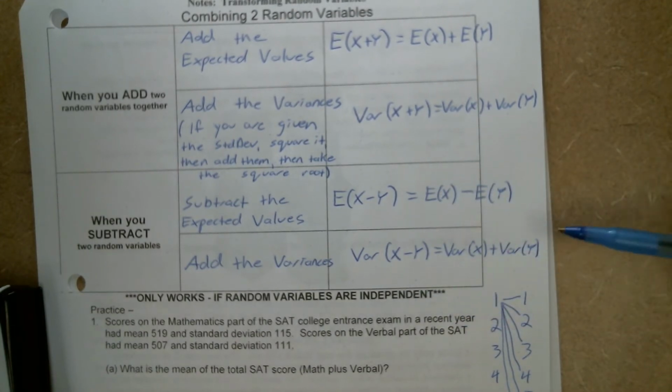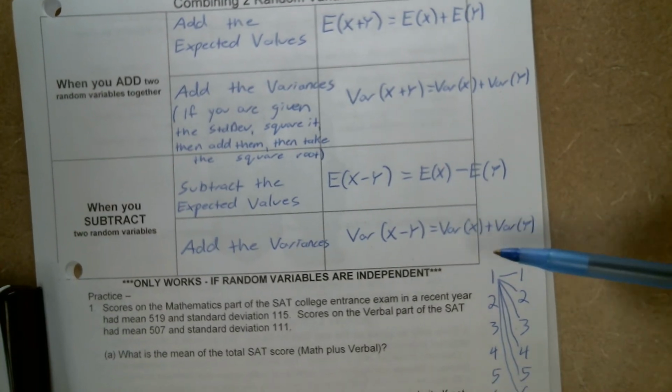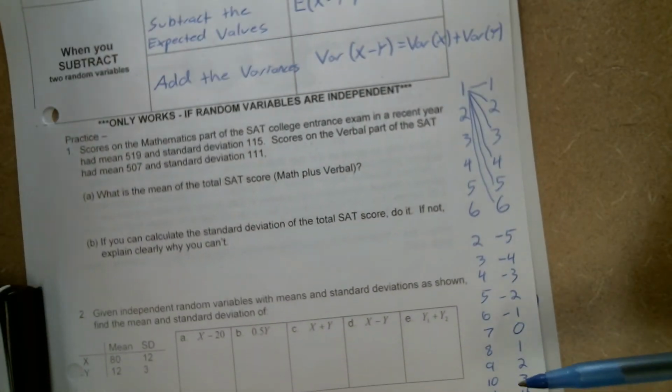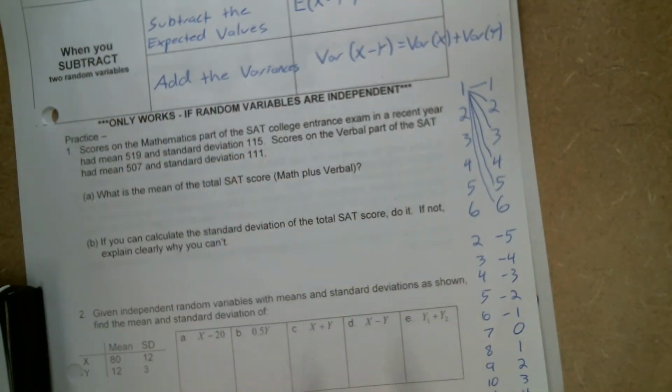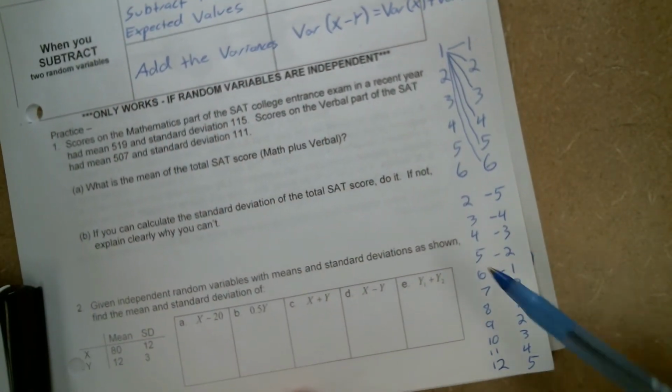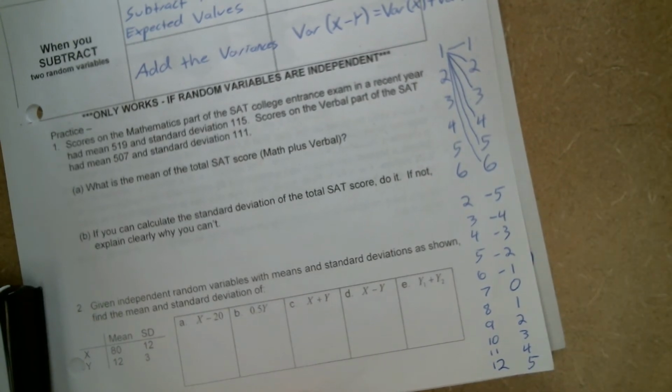The variances always get added. All right, so a little counterintuitive, but if you break it down and really think about it, you can see why it doesn't matter whether you're adding or subtracting random variables. You're getting the same spread from those two situations.